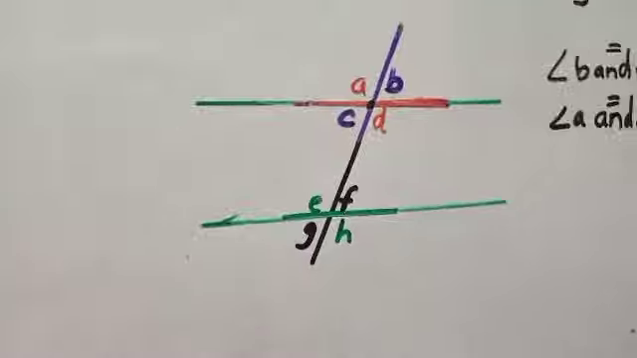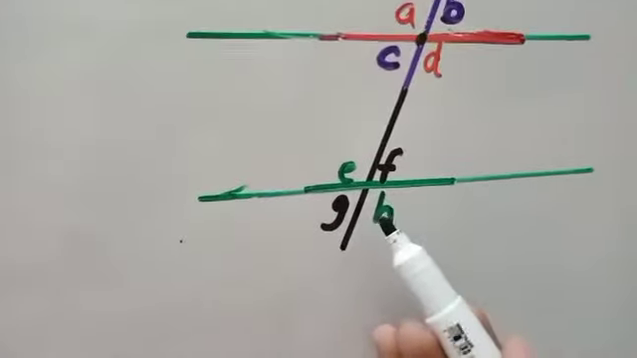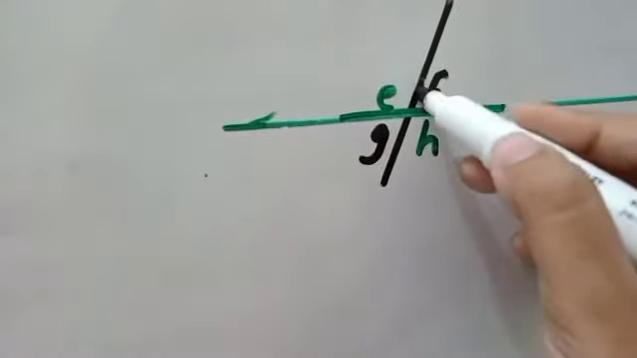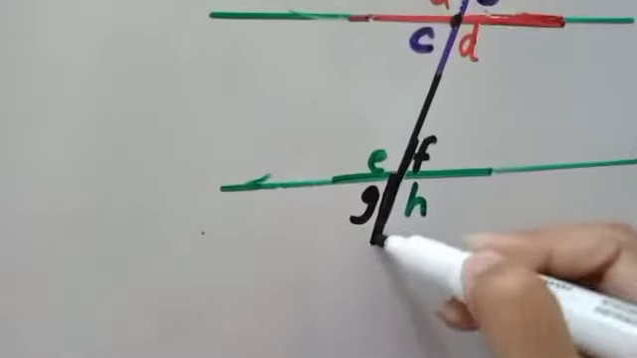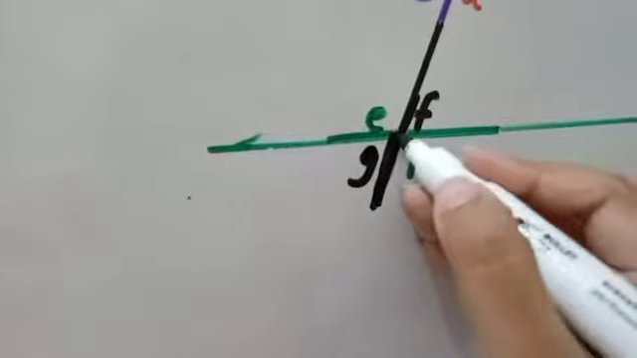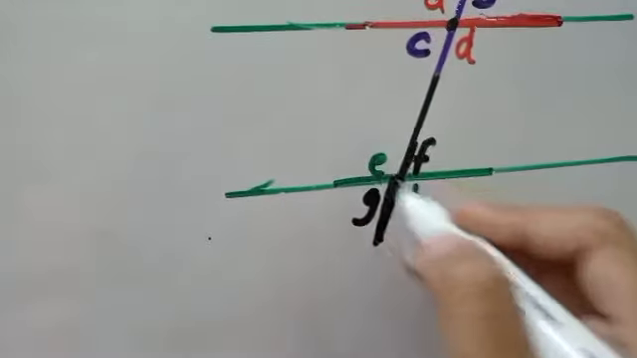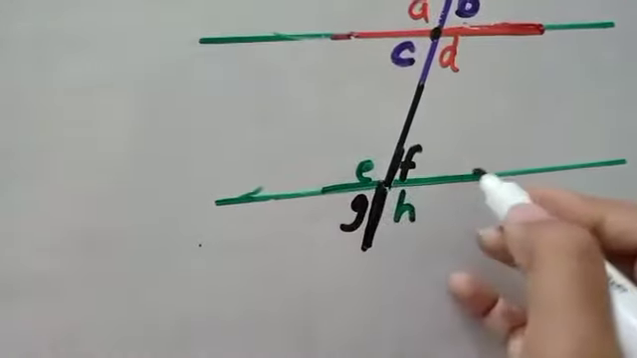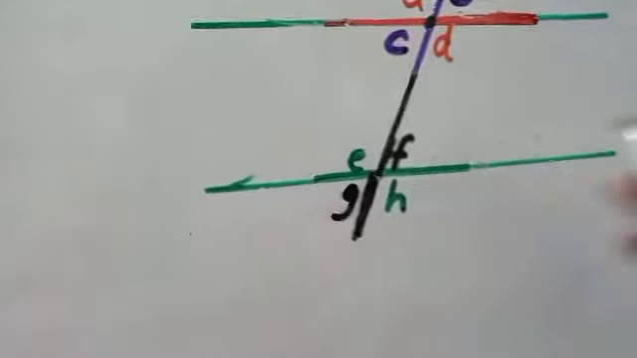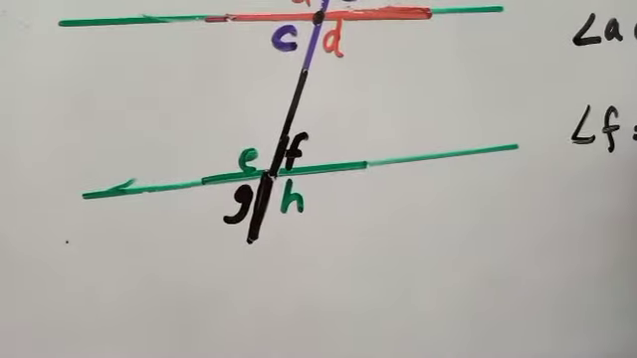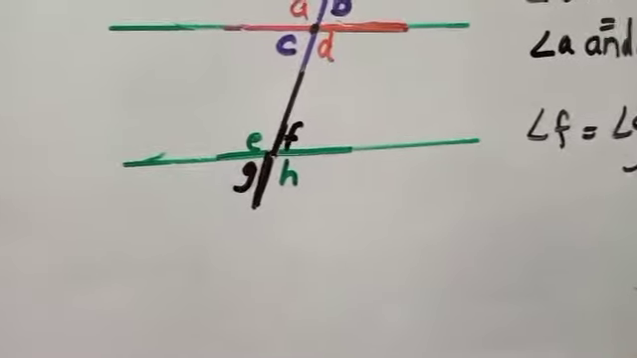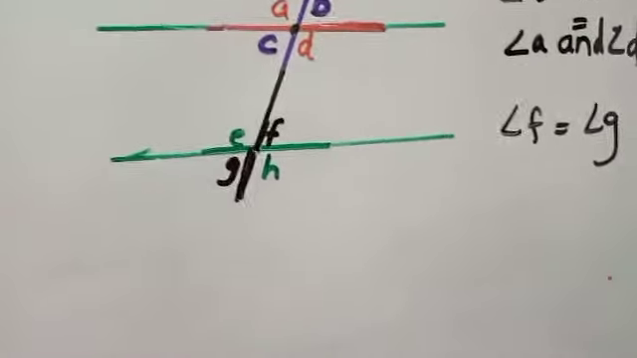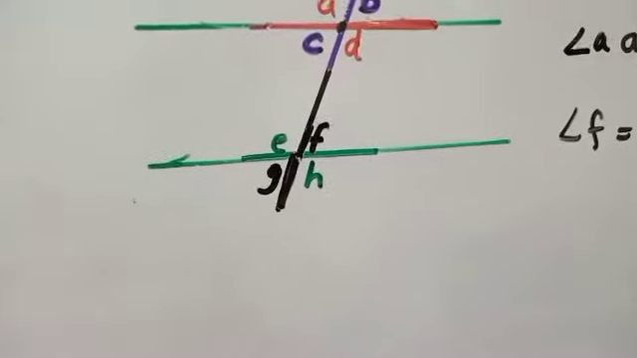Now angle E and F: this transversal is also intersecting another parallel line at this point. So angle E and F, they are making the shape of X as well. So angle F is equal to angle G. You can write angle F and angle G as well. Why? Because they are vertically opposite angles.